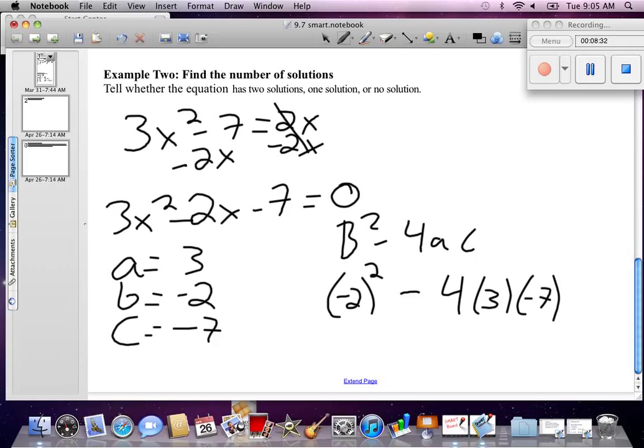Elena, you got a calculator? Will you plug this in your calculator for us? I got 88. What did you get? I get 88.